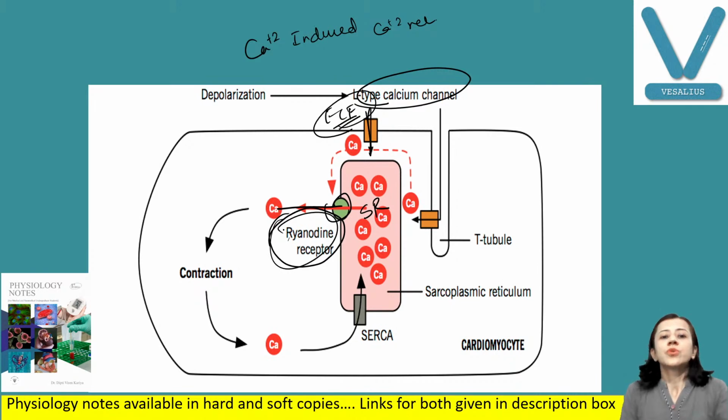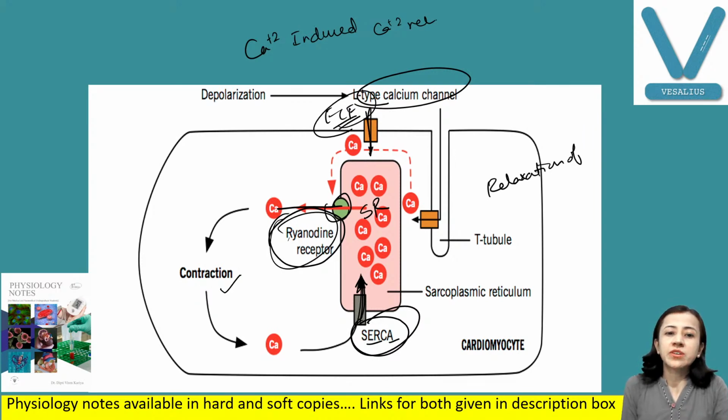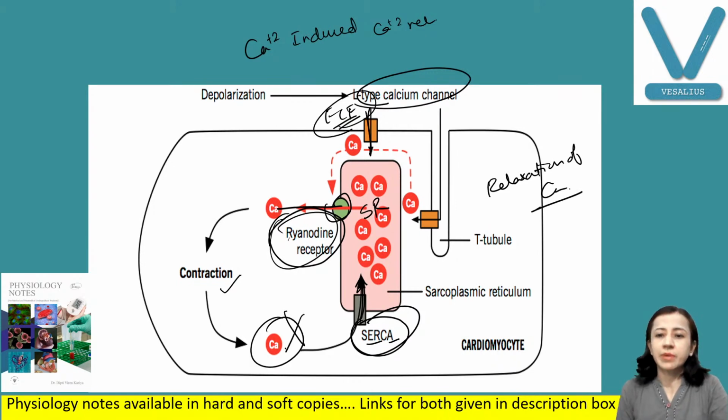Fine. Now next, these calcium ions are responsible for the contraction. Afterwards, what happens after the contraction is over? There are other channels, SERCA, the smooth endoplasmic reticulum calcium channel, that causes back entry of calcium into the sarcoplasmic reticulum. And when these channels get opened up, there is relaxation of cardiac muscle. Why relaxation of cardiac muscle? Because now calcium ions are not available. Fine. So this is calcium induced calcium release.